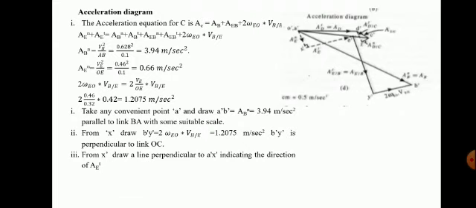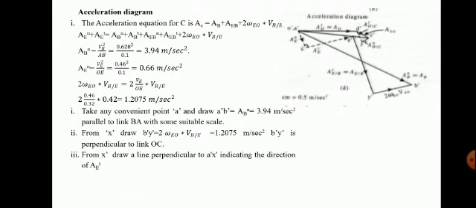Next, from X dash, you just take A_NE and first mark it. A_NE is equal to 0.66 meter per second square, parallel to the link AE. Then 0.66 you know, mark X dash.